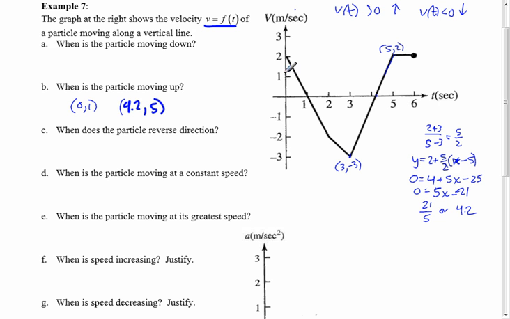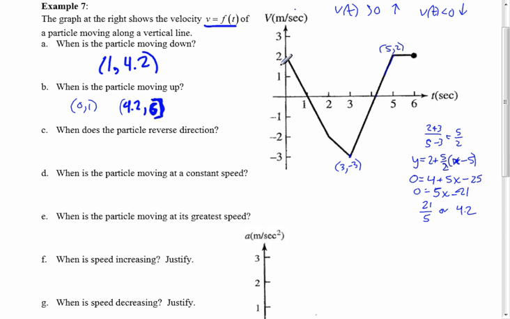So if it's moving up here and here, what about this end? It's actually still positive there, so we should change this to a 6. So it's moving up from 4.2 to 6, and at 6, it doesn't matter if it's closed or open in this case. When's the particle moving down? Well, when is the velocity negative? That's from 1 to 4.2.